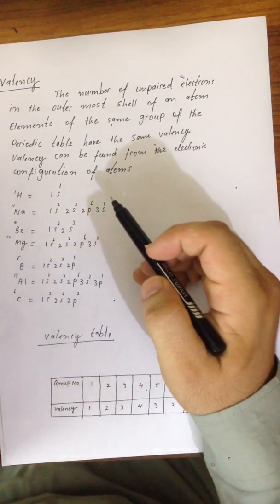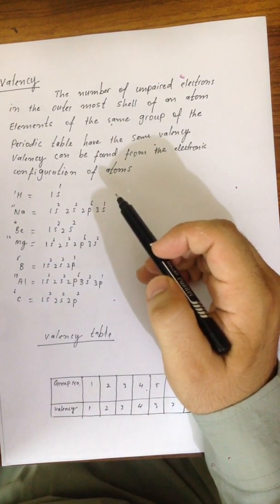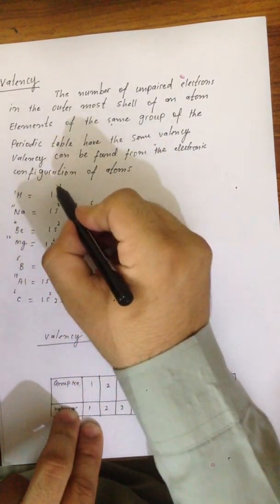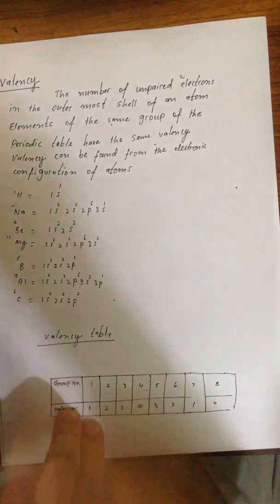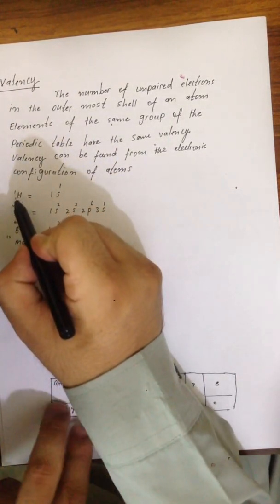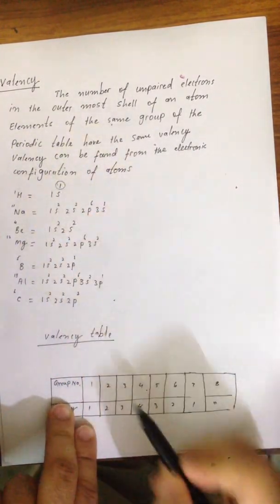If you want to find out the valency of any atom, all you have to do is write down the electronic configuration and find out the number of unpaired electrons. For example, hydrogen has only 1 electron, so its valency is 1.